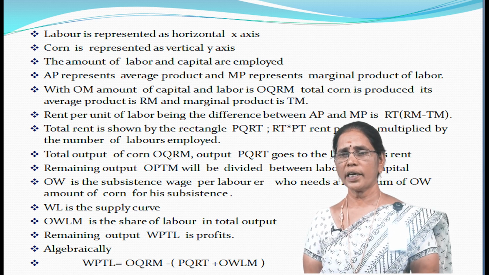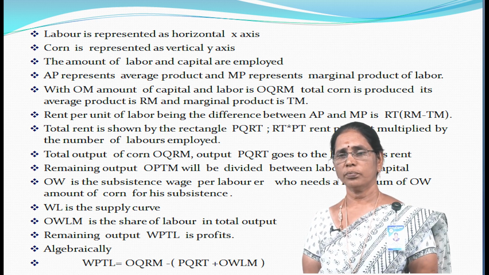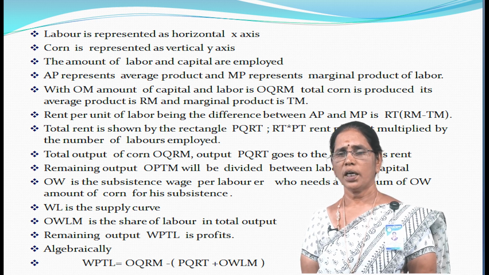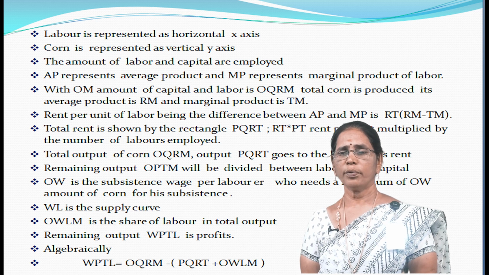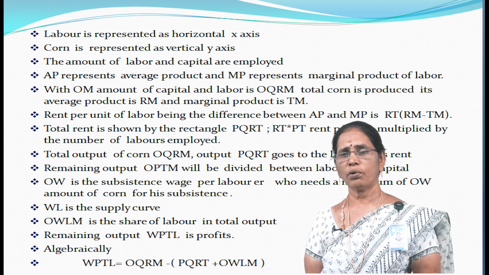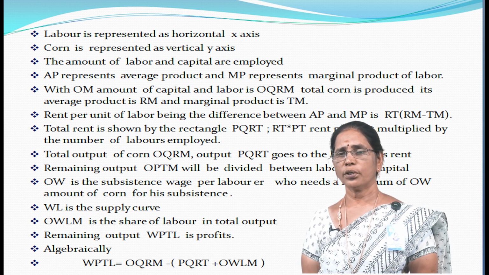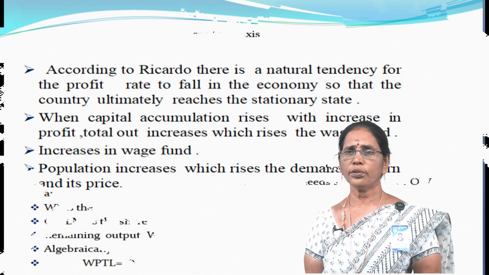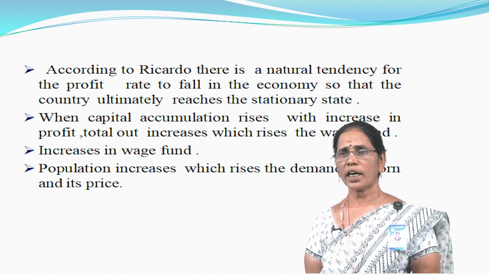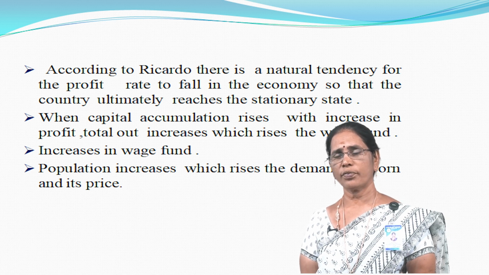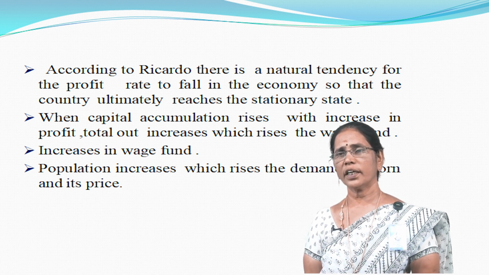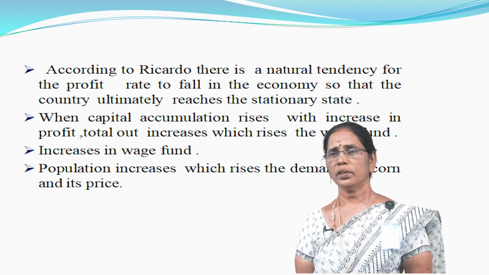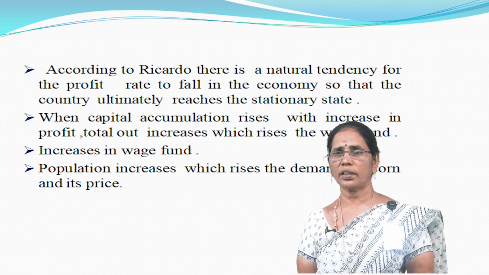OWLM is the share of labor in total output. The remaining output, WPTL, is profits. Algebraically, WPTL is equal to OQRM minus PQRT plus OWLM. According to Ricardo, there is a natural tendency for the profit rate to fall in the economy, so that the country ultimately reaches the stationary state.